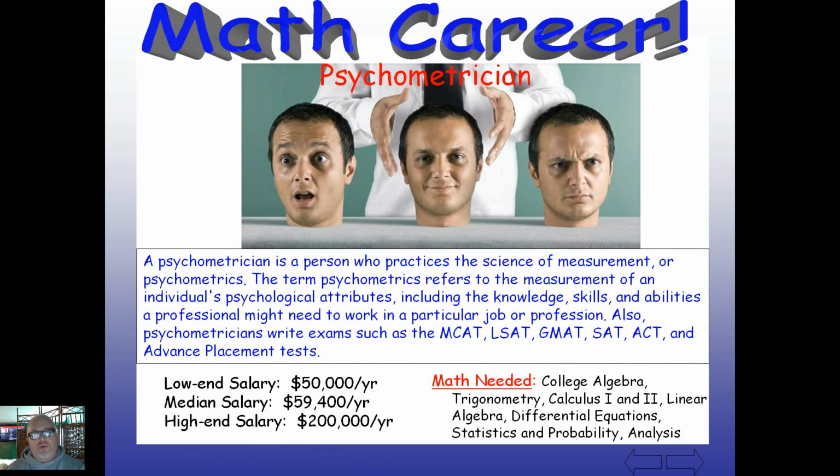How about a psychometrician? Psychometrician, you say, what in the heck's a psychometrician? A psychometrician is a person who practices the science of measurement, or psychometrics. The term psychometrics refers to the measurement of an individual's psychological attributes, including the knowledge, skills, and abilities a professional might need to work in a particular job or profession. These types of people analyze and figure out what people know and how they know it, and moreover, they can reverse that and figure out how to help people learn new material.